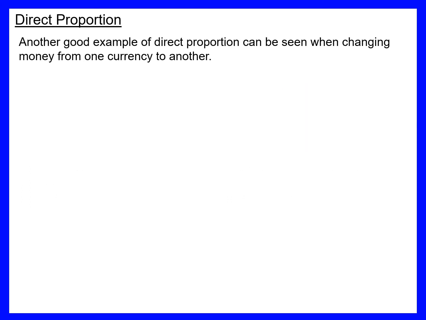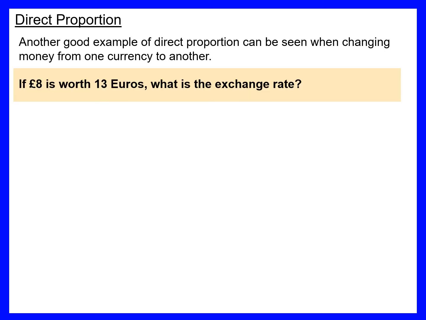Another good example is when we're exchanging money from one currency to another. So if we know that £8 is worth 13 euros, we need to work out what the exchange rate is. We were told £8 is worth 13 euros, so we need to work out what we are going to multiply 8 by to get to 13. To do that, we do the opposite. We do 13 divided by 8, and that gives us 1.625. So £8 times 1.625 means we have 13 euros.